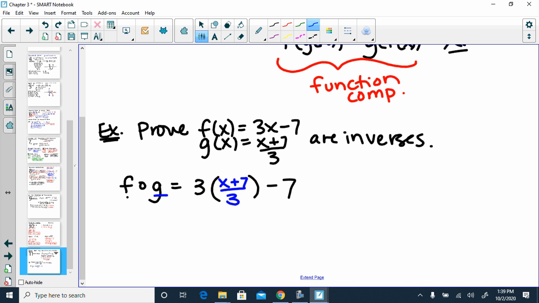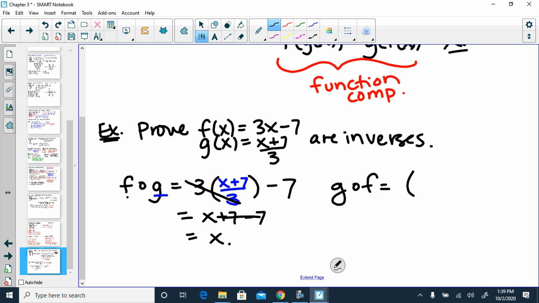When you simplify this, it usually works out very beautifully. The 3's cross off, you're left with x plus 7 minus 7, and plus 7 minus 7 gives you x. Now that's not enough. You technically have to do g of f as well. So g of f means this time we're starting with g, x plus 7 all over 3.